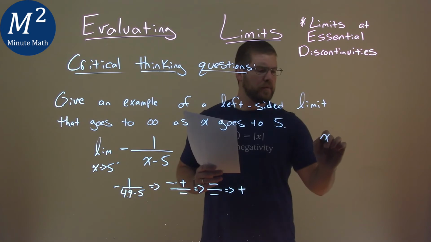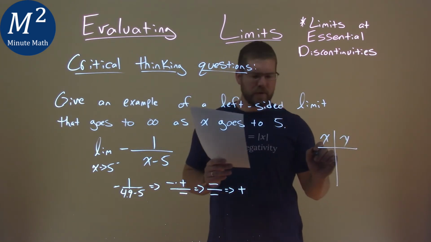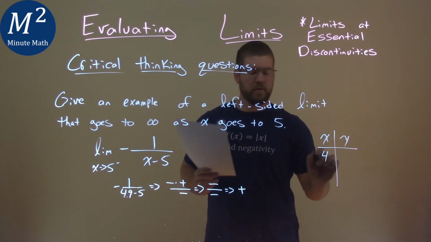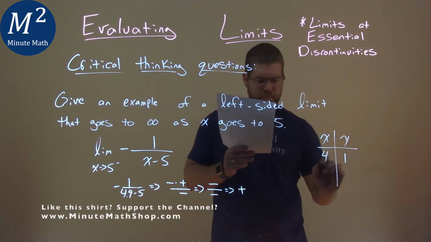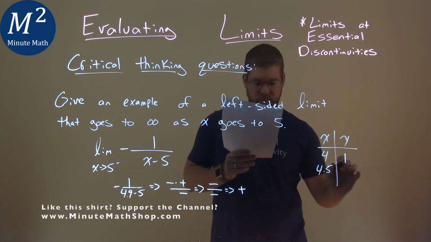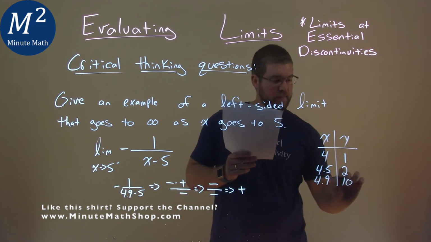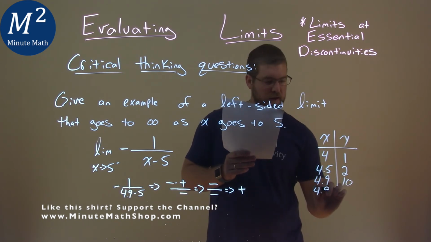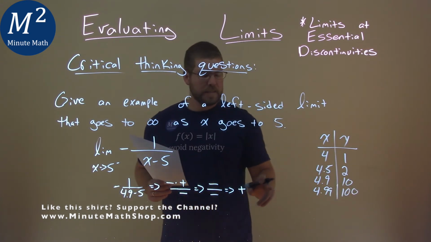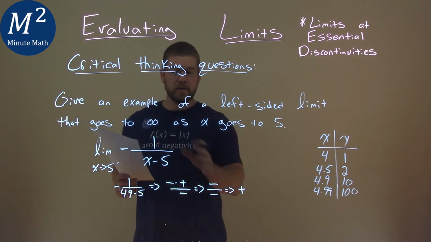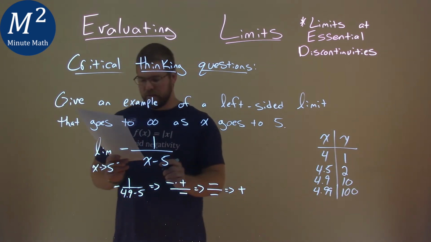I've created a little table with some test values with this function here. And what happens when we plug in different values as we approach 5 from the left. Plug a 4 in, we get a 1. Plug a 4.5 in, we get a 2. Plug a 4.9 in, we get a 10. And plug a 4.99, we get a positive 100. And so we can see with our table here and with our knowledge of our limits that are rational functions that we're approaching a positive infinity now.